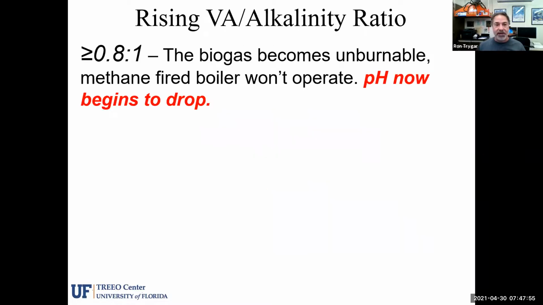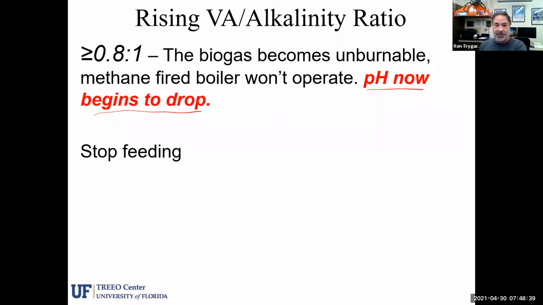And what if you get to 0.8 to 1 or even higher, equal to or greater than 0.8 to 1? Now the biogas becomes unburnable. The methane fired boiler water heater won't stay running. It's got too much carbon dioxide in it. The pH will now start to drop, from say 7.2 down into the 6.8, 6.7 range. It's getting closer to 6.5 than you want it to. The pH is now dropping. That's why it's not a good process tool to use, because by the time the pH falls, the digesters are already upset. So watch out for that.